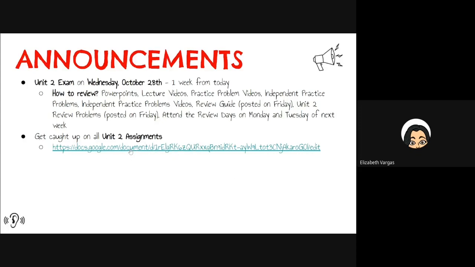So in order to help you best prepare for this exam, I would get caught up on all Unit 2 assignments. That includes all the independent practice problems we've done so far. We have done 3 so far. So I would go ahead and get caught up on those if you are behind. Again, remember that you can do the independent practice problems on Ingenuity, on Google Classroom, or you can do them on paper and then submit a photo of your work to me through email.